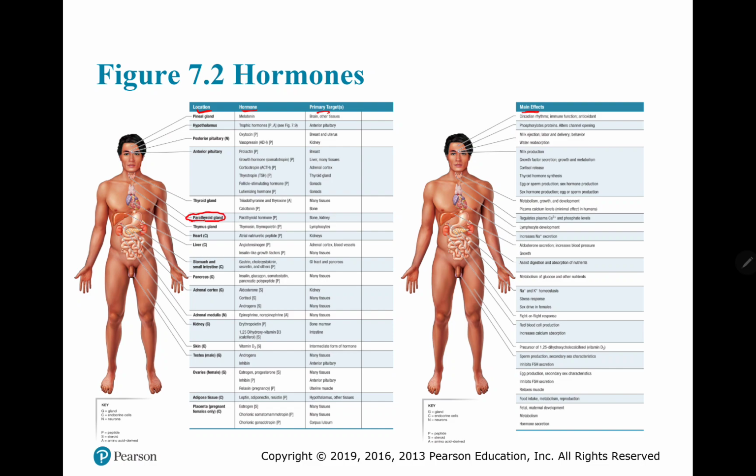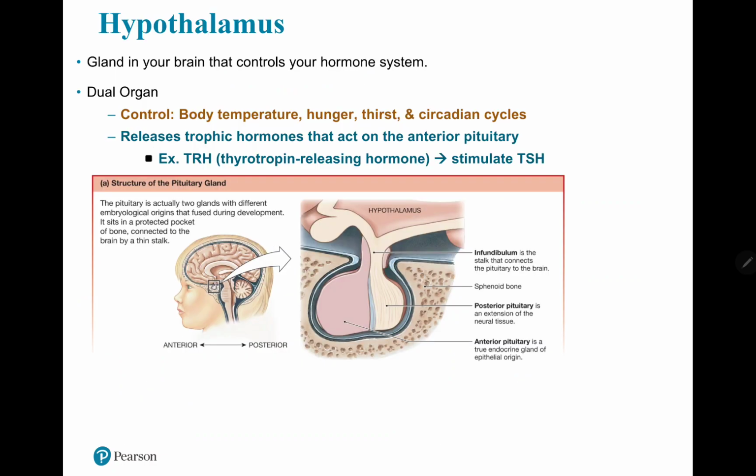That's produced by the parathyroid gland, so the parathyroid gland will produce PTH, or parathyroid hormone. Remember that the parathyroid glands are those 4 dots located on the back of the thyroid gland. But that parathyroid hormone goes to the bones and the kidneys, ultimately to regulate plasma calcium and phosphate levels, basically to increase plasma calcium levels. So this is a great image so you can go over it.